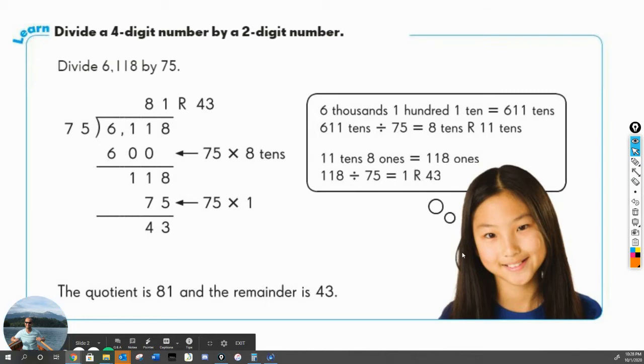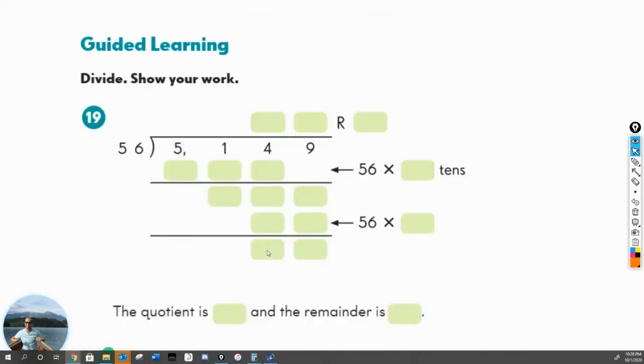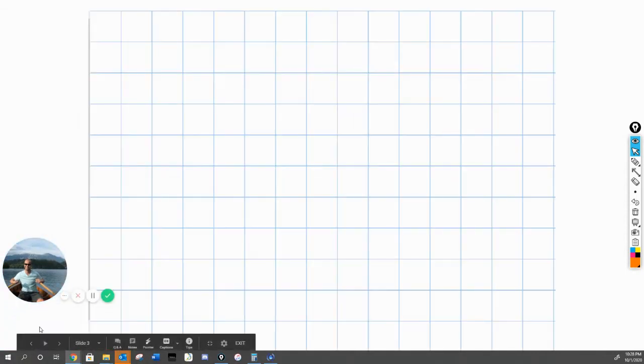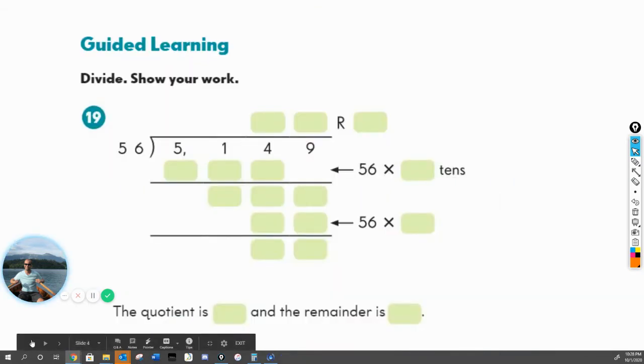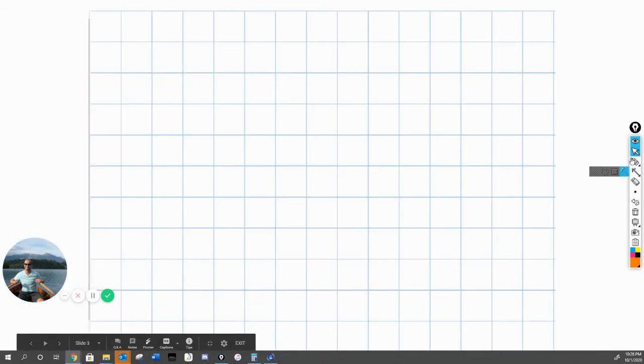Same steps we did before. Pause and read this if you need to. All right, let's keep rolling. There is graph paper here, and I'm going to show you why in just a moment. I'm going to do this problem: 5,149 divided by 56. And I am going to do it on that sheet of graph paper right here. But I got to say it again so I remember what it is. 5149 and 56.